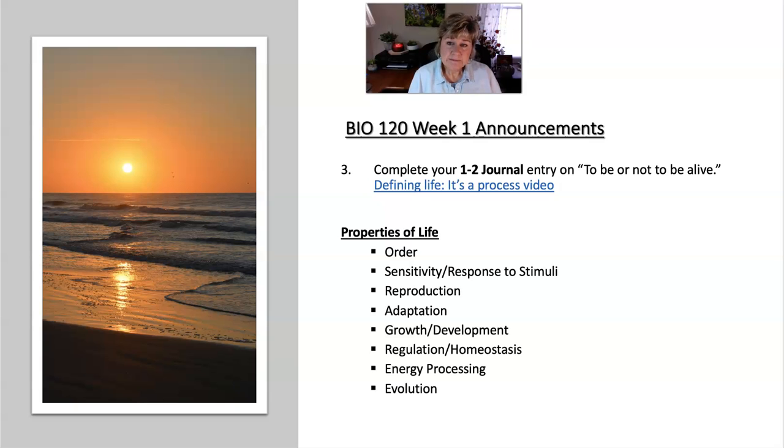Sensitivity and response to stimuli. Now you're thinking, but if you look at a tree, you can go over and kick it and it doesn't do anything. So is it really sensitive? Oh, it's sensitive to so much in the environment. Sunshine and rain and herbicides and all sorts of things. So sensitivity is tremendously important.